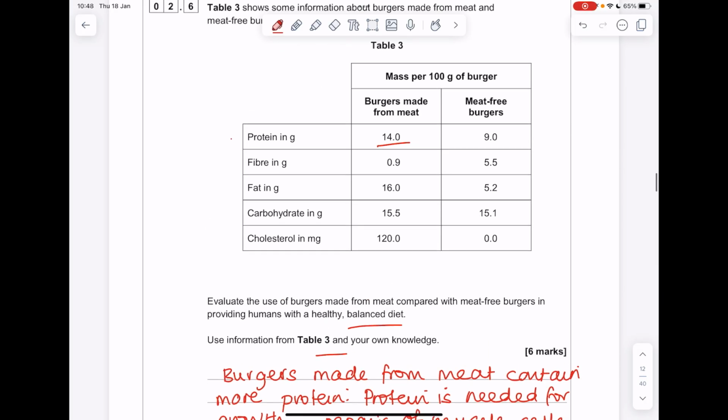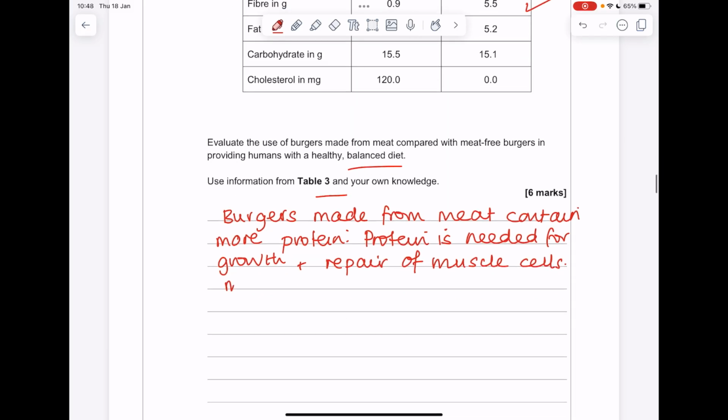So we've done that one. What about fibre? Okay, we've got more fibre in the meat-free burgers. Meat-free burgers contain more fibre. Let's say what fibre does. Fibre prevents constipation, so that's a good thing.